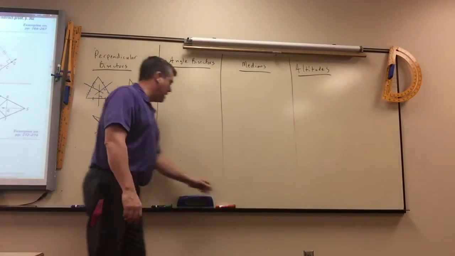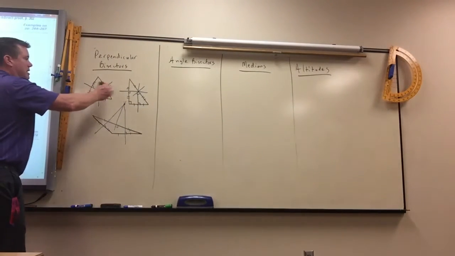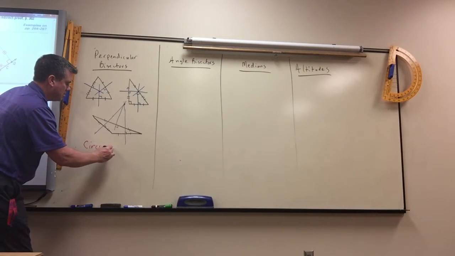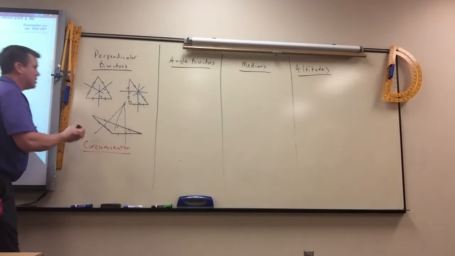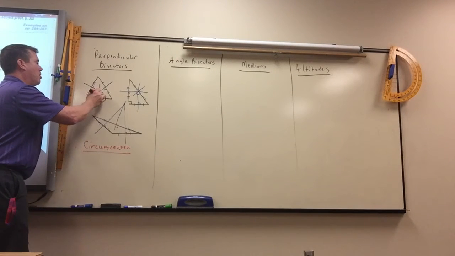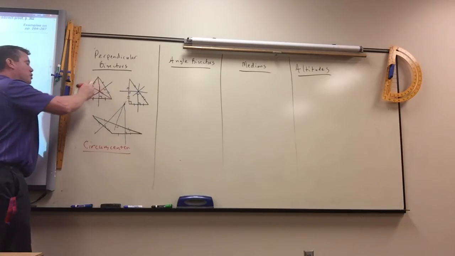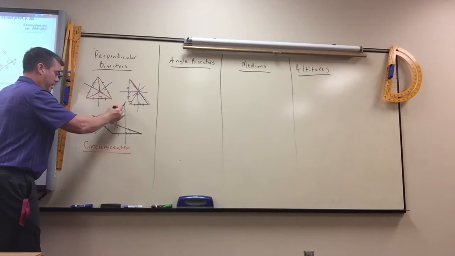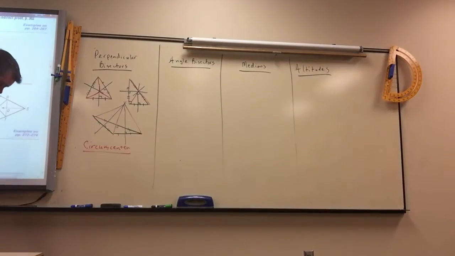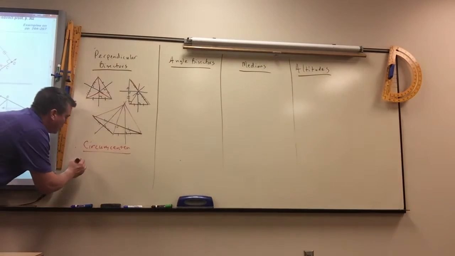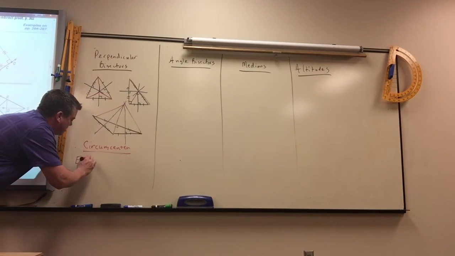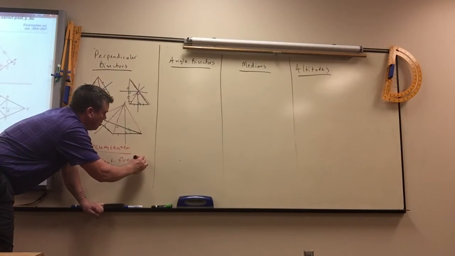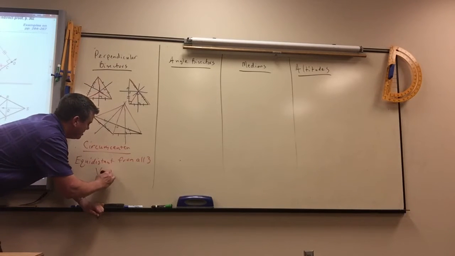So, for perpendicular bisectors, you need to know the name of this point that they intersect. It is the circumcenter. And what the circumcenter is, it's equidistant from all 3 vertices. So those distances are the same. There, there, and there are the same. There, there, and there are the same. So you need to know the circumcenter is equidistant from all 3 vertices.